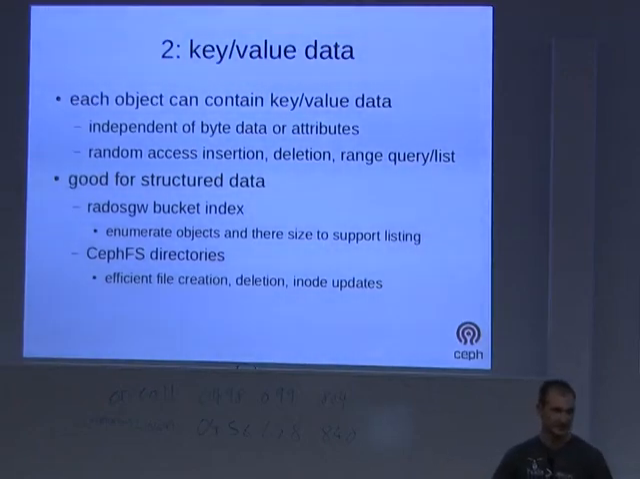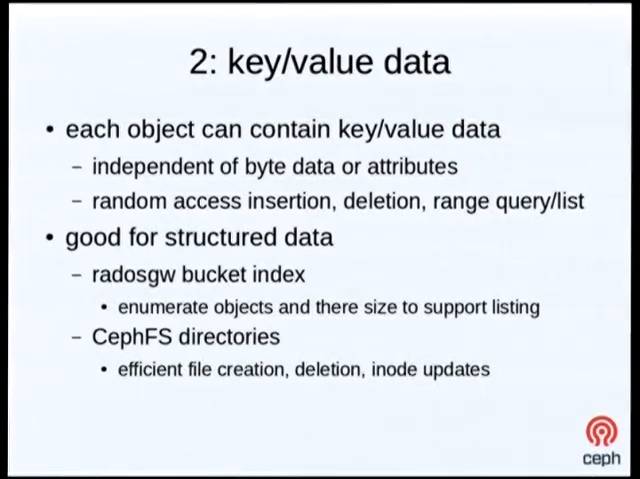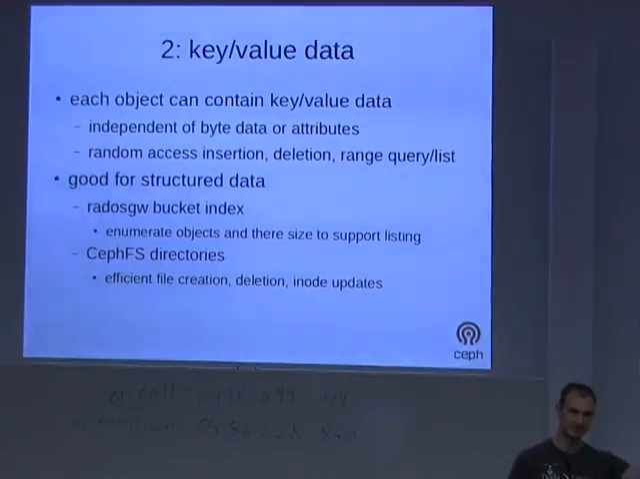So the second interesting thing that you can do with Librados that's a bit unusual is that these objects can store not just byte data, like a file, but they can also store key and value data. So each object can store this key value data that's completely independent of the file data. So you can actually have an object that has all these different types of data stored, sort of encapsulated within that logical unit. And the main thing with the key value stuff is that it gives you random access, insertion, deletion, and range query. So with key value, you have a table of names and inodes or whatever you want to store there. So this is really good for structured data.